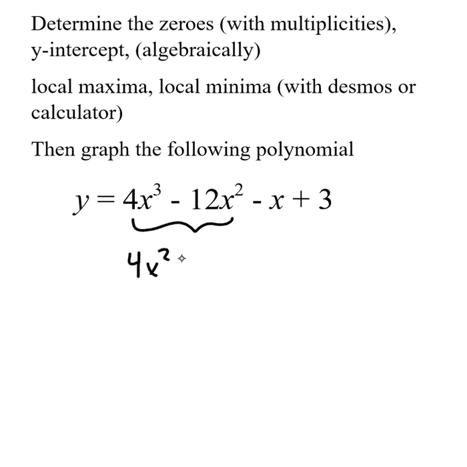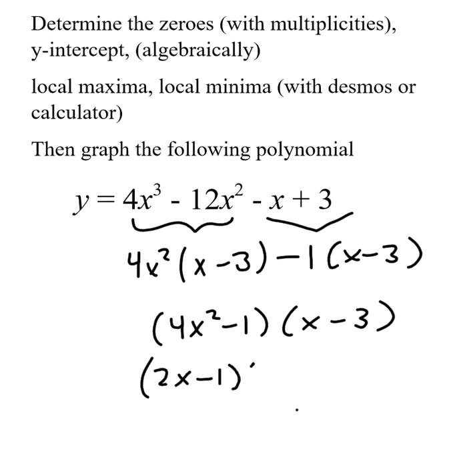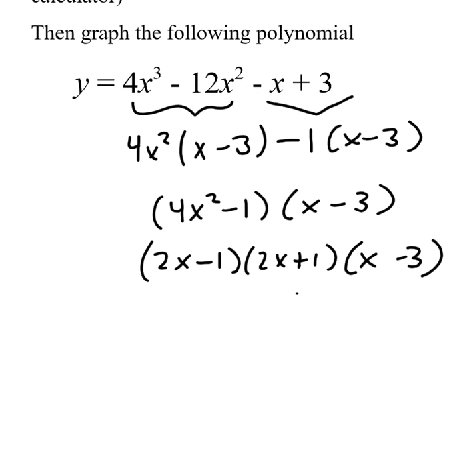So I can pull out a 4x squared, x minus 3. I can pull out a negative 1, x minus 3. See, this is a grouping one because I had 4 terms. 4x squared minus 1 multiplied by an x minus 3. And difference of squares. Oops, sorry. Okay, so x is 1/2, negative 1/2, and positive 3.